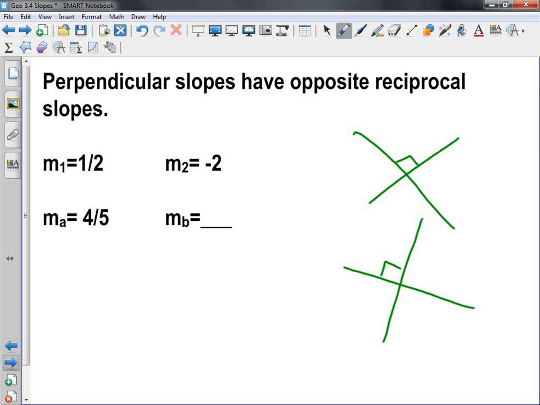So if I look at these two, negative 2 is really a fraction of negative 2 over 1, right? Did the 2 go from the bottom to the top? Did the 1 go from the top to the bottom? Are those two reciprocals? Are they opposite reciprocals? So that's opposite and reciprocals. So that makes it true, right? Because of their opposites. One has to be positive, one has to be negative.